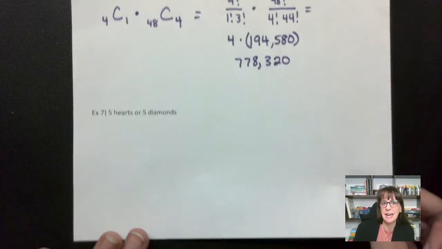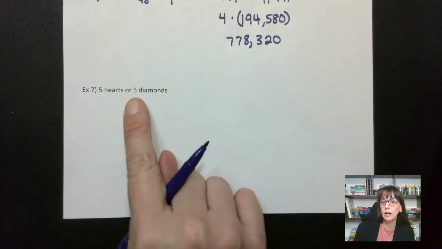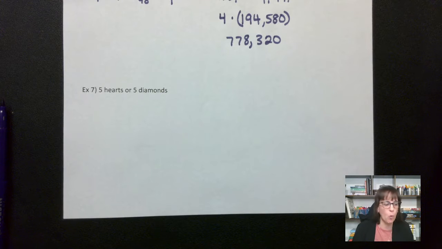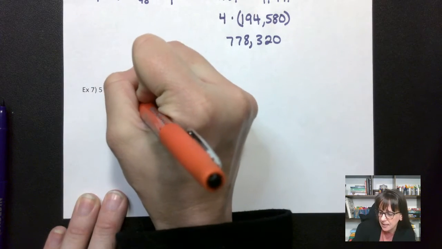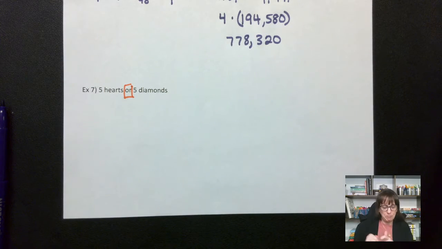All right, what about this guy? 5 hearts or 4 diamonds. Remember what I said, the word or means add. So when you see this word generally in these guys, our or here means that we need to do 5 hearts first.